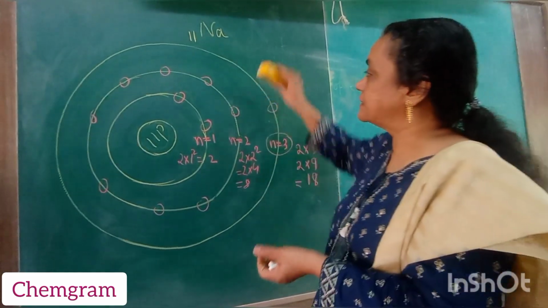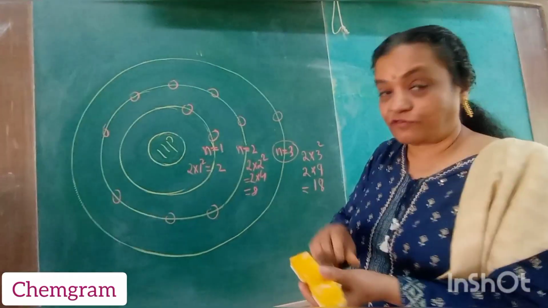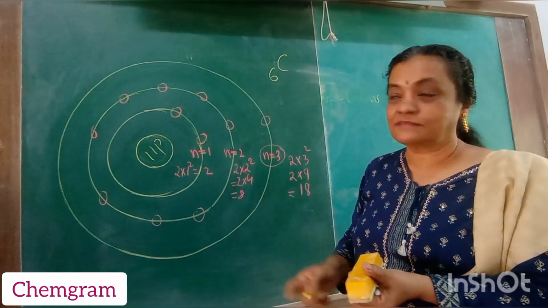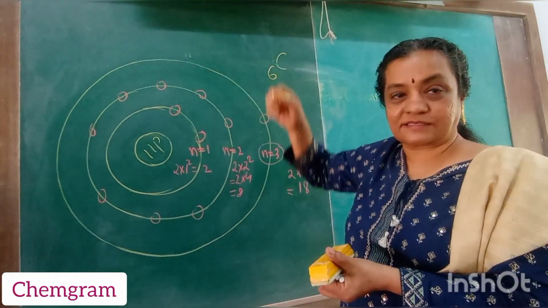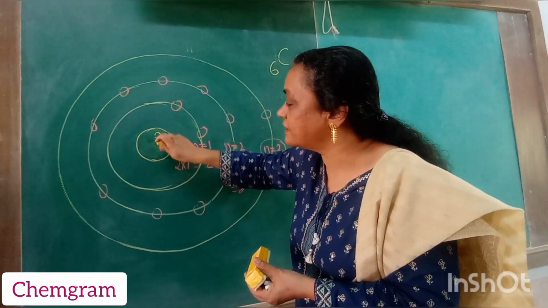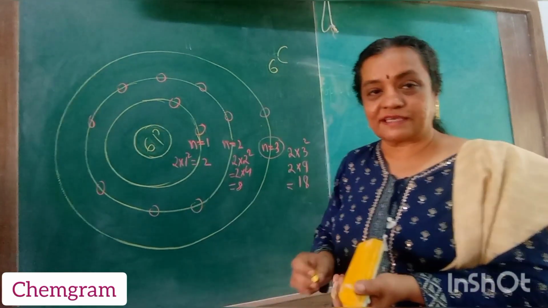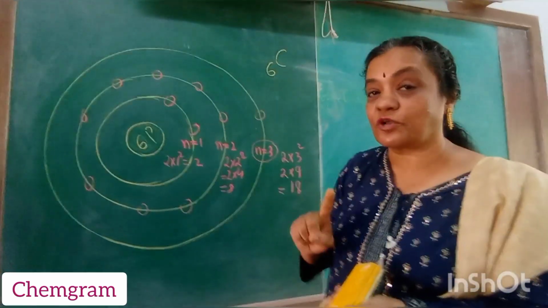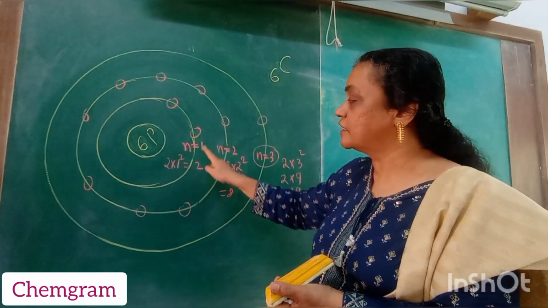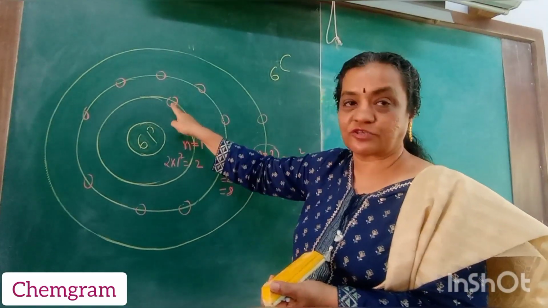Now let us see another atom. Let us see the example of our favorite carbon. How many protons? The atomic number is 6. So there are 6 protons. So how many electrons should be there? There should be 6 electrons. How many will go in the first orbit? We already saw 2 into 1 square, that means 2 electrons. So in the first shell you got 2 electrons.